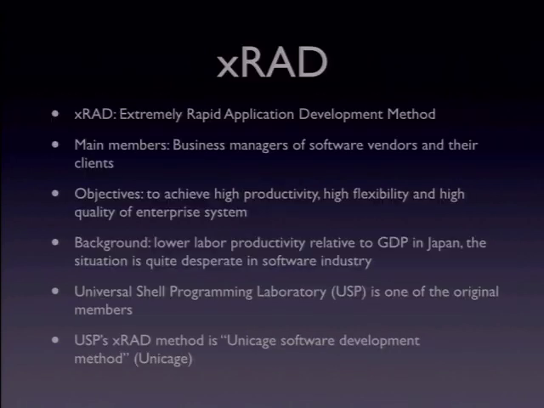XLAD, the Extremely Rapid Application Development method, appeared in 2010 in Japan and debuted at a press conference in 2013. They announced the XLAD community at the press conference. The objective of the XLAD community is to achieve high productivity, high flexibility, and high quality of enterprise systems. The community consists of application and kernel business managers of a couple dozen software vendors and their clients.